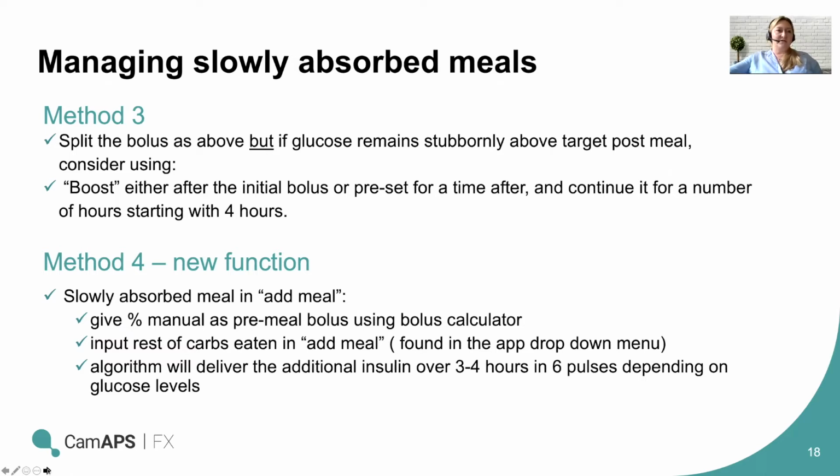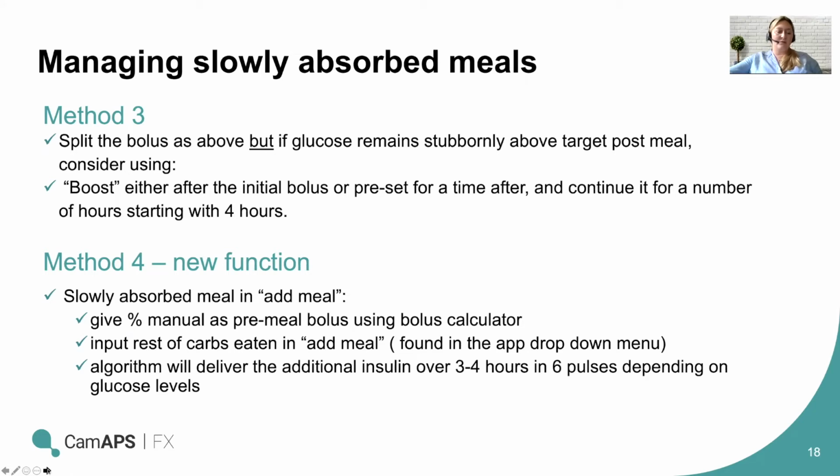So say you decided that you're going to have 70% of your bolus up front. Say you're eating 100 grams of carbs. You put your 70 grams of carbs in the bolus calculator as you normally would as a pre-meal bolus, ideally 10 to 15 minutes before. Then what you would do is go to the add meal section in the drop-down menu on the app and add in the additional carbohydrate in that add meal section.